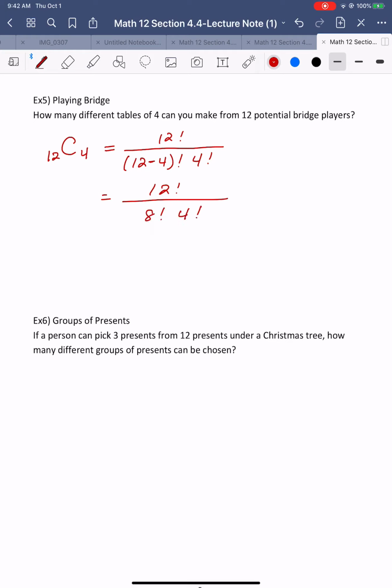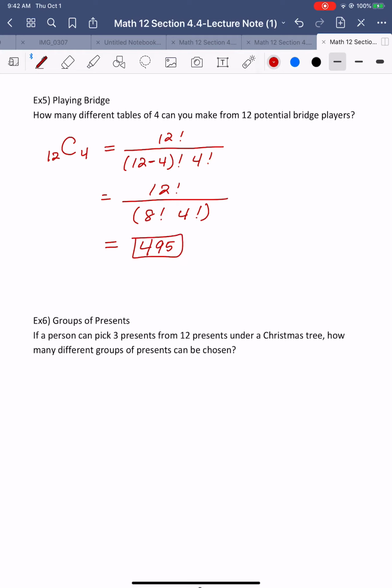And then, of course, 12 factorial means 12 times 11 times all the way to 1. 8 factorial means 8 times all the way to 1. 4 factorial means 4 times 3 times all the way to 1, right? But if you use a calculator, you can just put these things together. Make sure the calculator works as you need it to. In this case, 12 factorial divided by 8 factorial times 4 factorial comes out as 495. So if you don't get 495, please ask me in class.